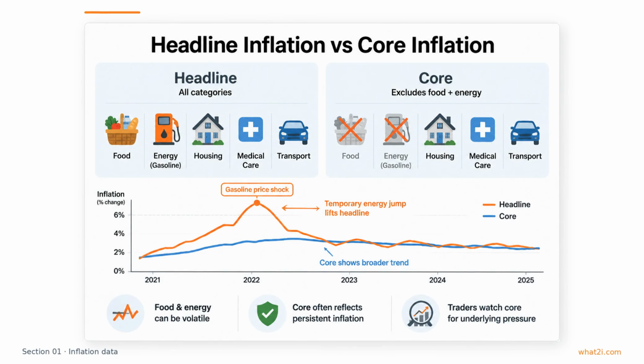Section 3. Employment data. Employment data matters because the labor market sits at the center of growth, inflation, and consumer spending. Jobs determine household income, and household income supports demand across the economy. At the same time, wage growth can feed into inflation pressure, which makes employment reports especially important for central banks.